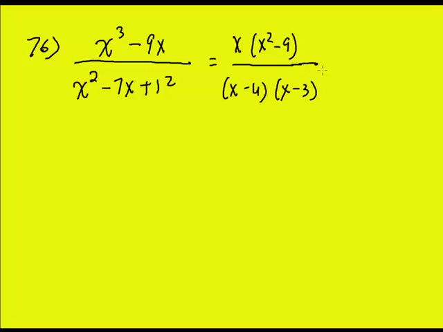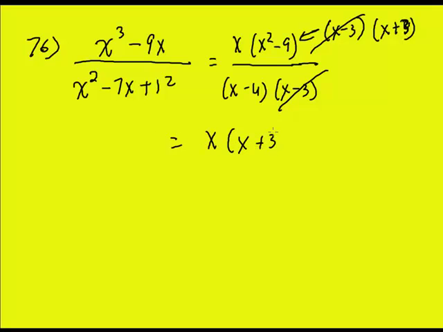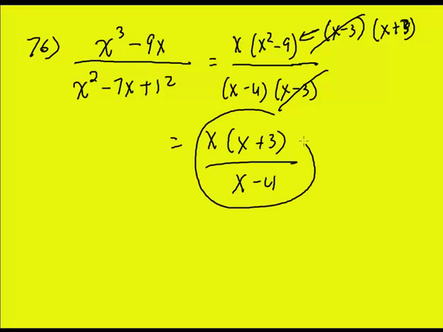I can factor the top some more because that's the difference of two squares. That's really x minus 3 times x plus 3, excuse me. Okay, x minus 3 is going to cancel out. So the only thing that's left on top is x times x plus 3, and what's left on the bottom is x minus 4. And that's it.